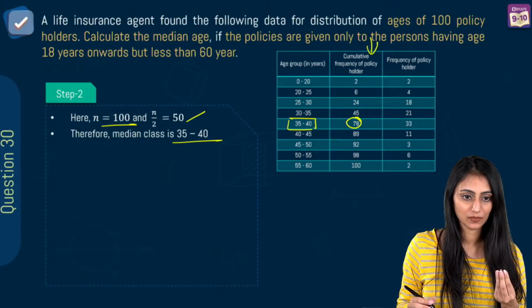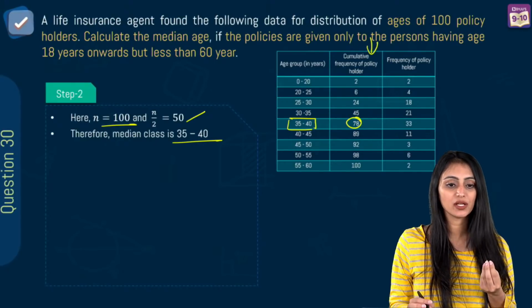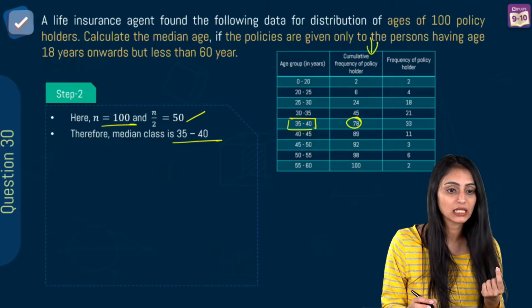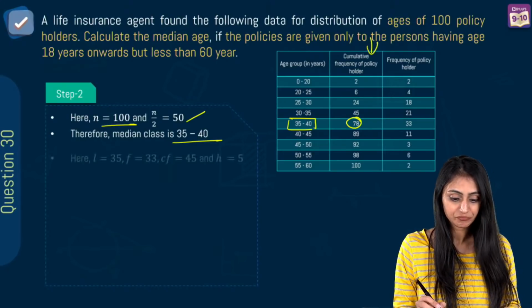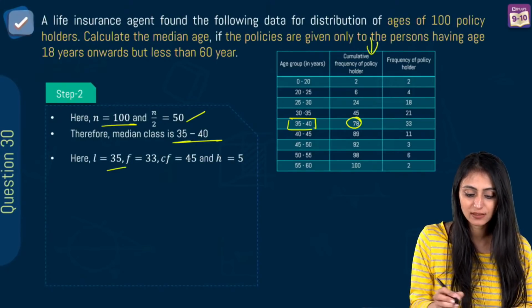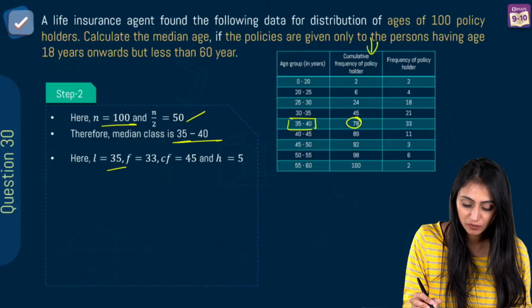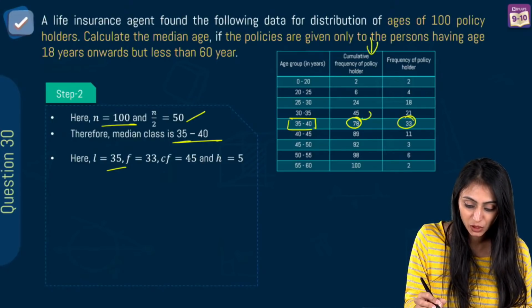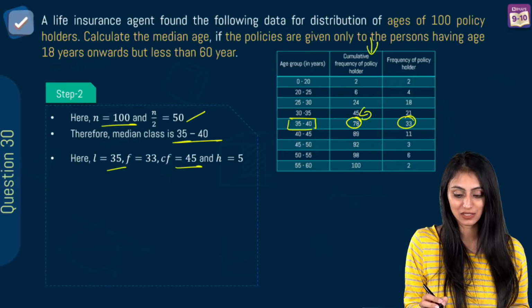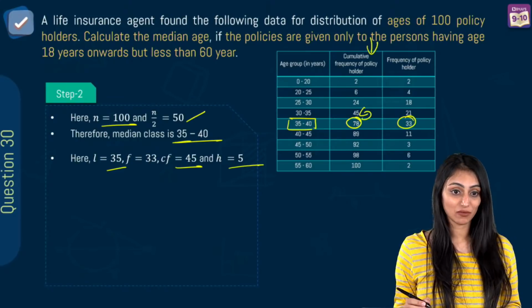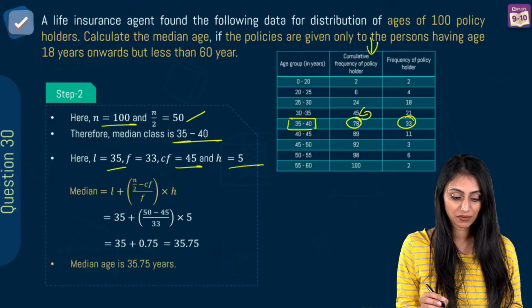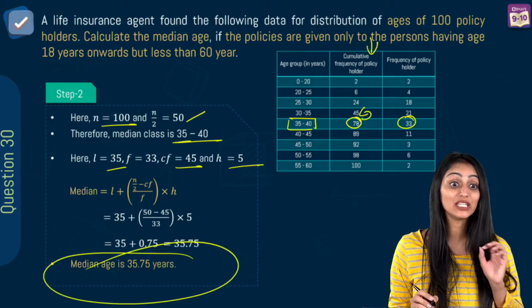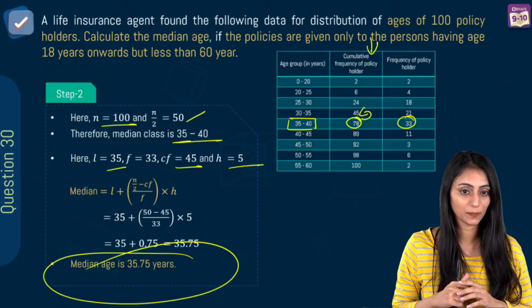Yes. Vijaya, if it is discontinuous, you have to make it continuous first. Sorry. So we have the lower limit, that's 35. Frequency we consider of the same class, but cumulative frequency of the preceding class, that's 45. Class size is 5 over here, right? So let's put everything in the formula, and we get 35.75. So that's the median age in years. Do not forget to write the unit.